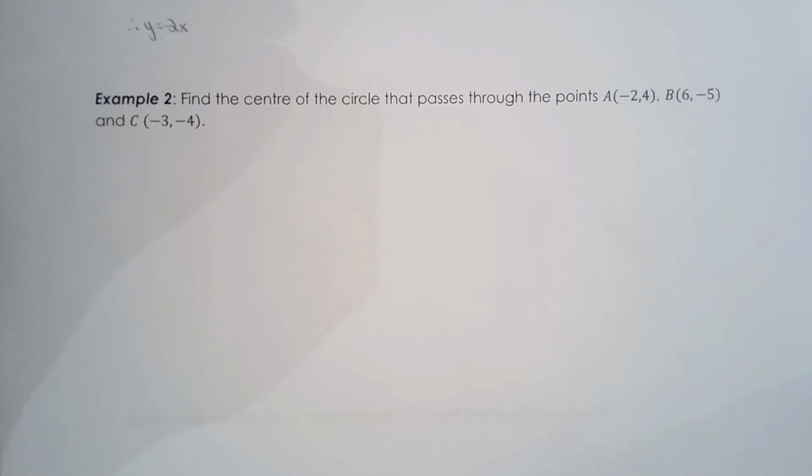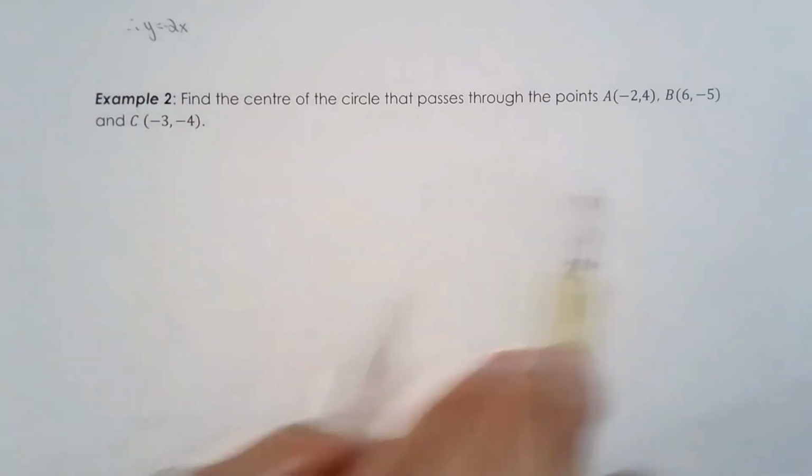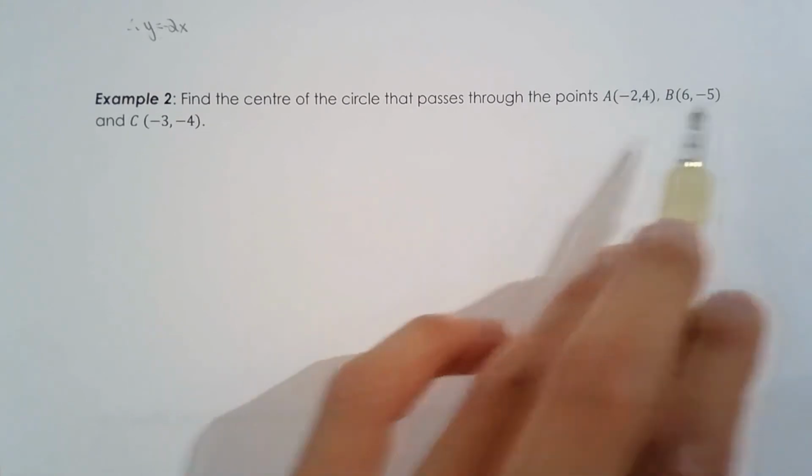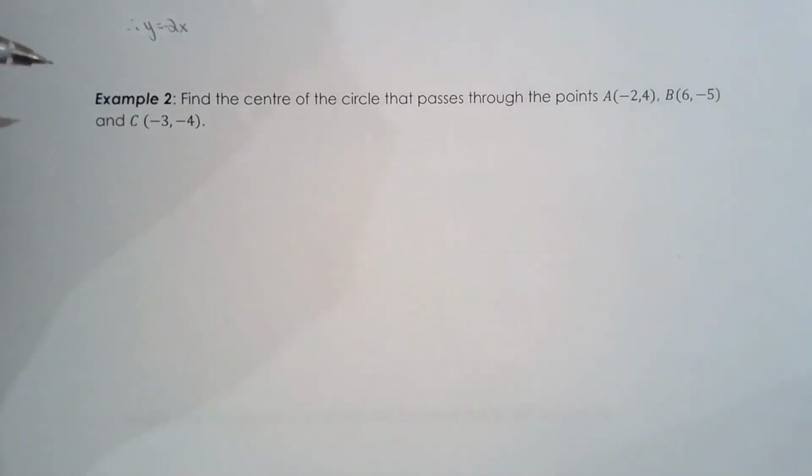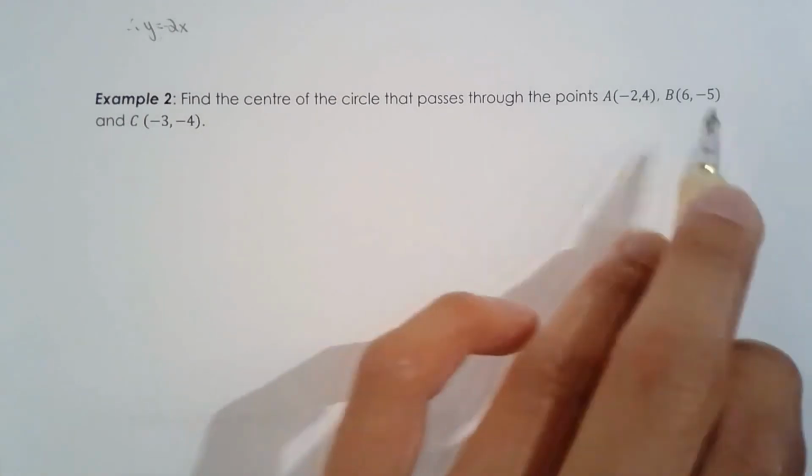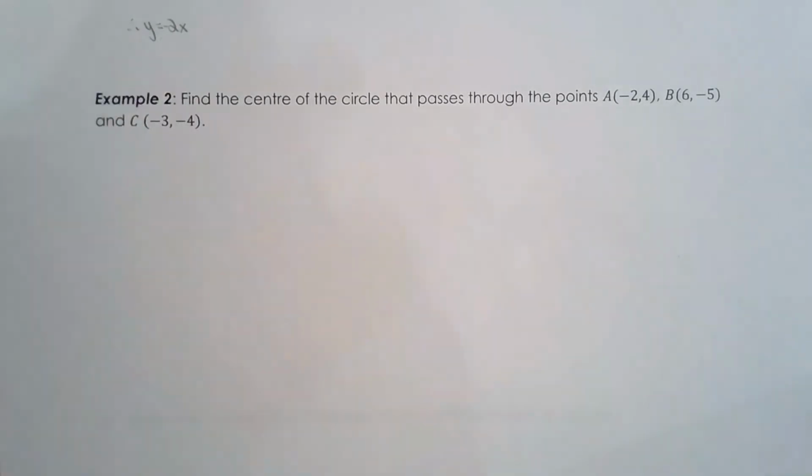What we need to do is basically have triangle ABC and find the circumcenter. And the circumcenter is where the right bisectors intersect. So basically you can imagine you have chord AB, chord BC, and chord AC.